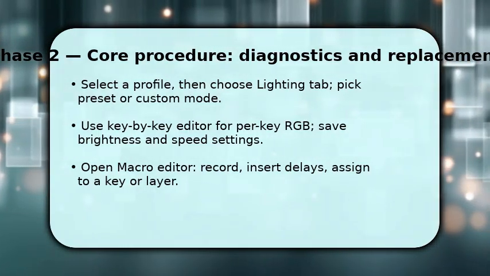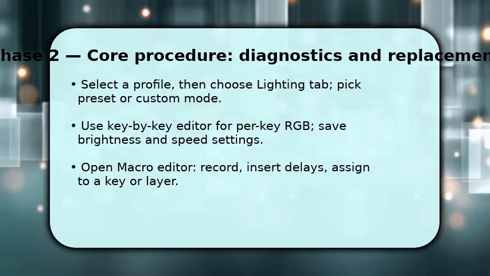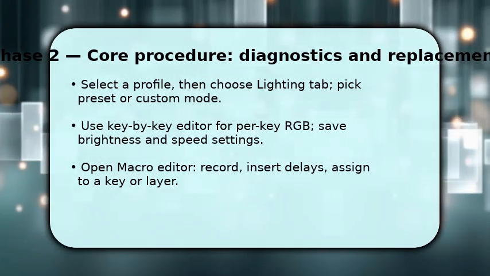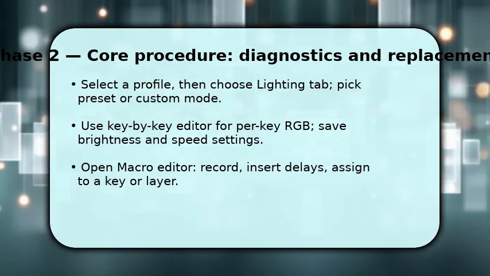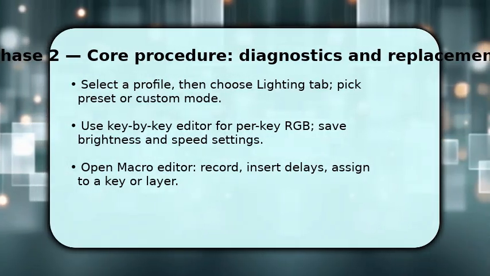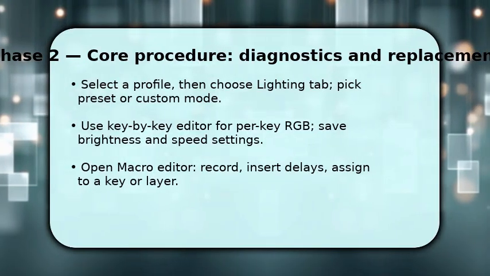Next, open the macro editor, record keystrokes, add delays where needed, and name the macro. Assign that macro to a physical key or a secondary layer so it triggers exactly when you want.